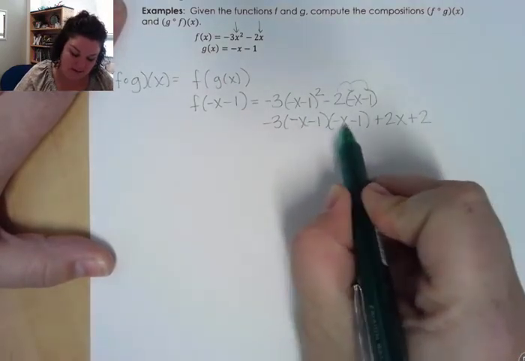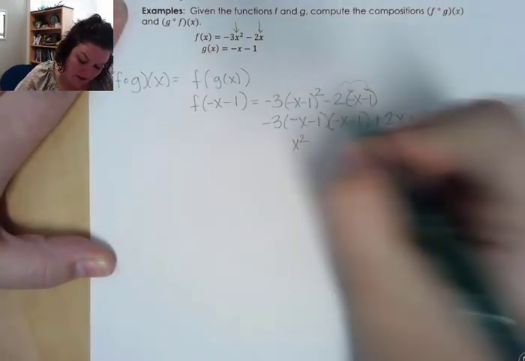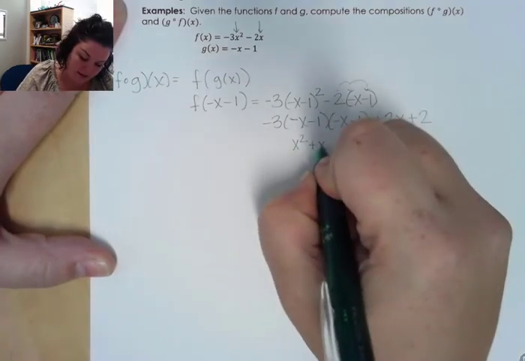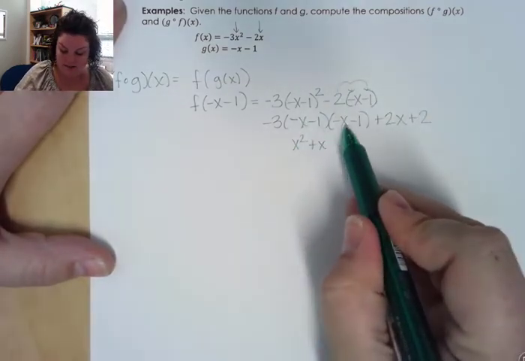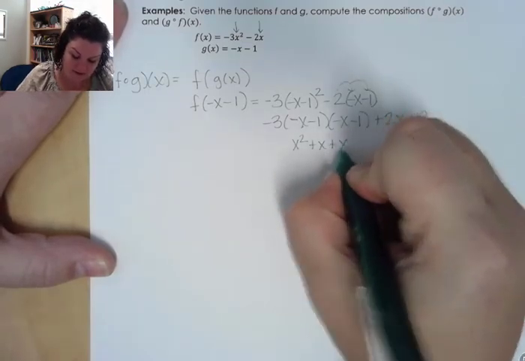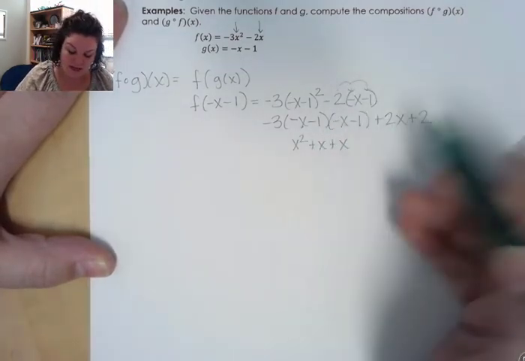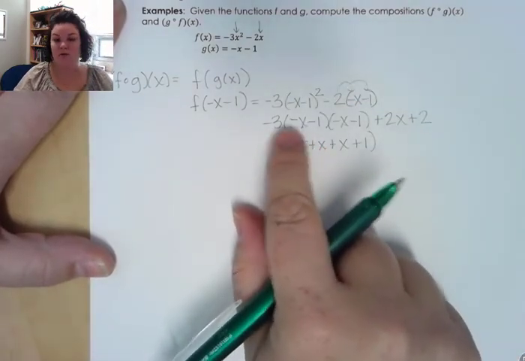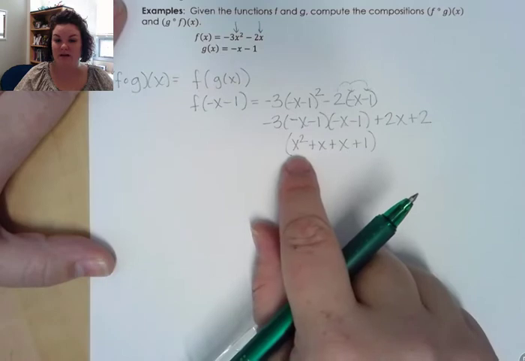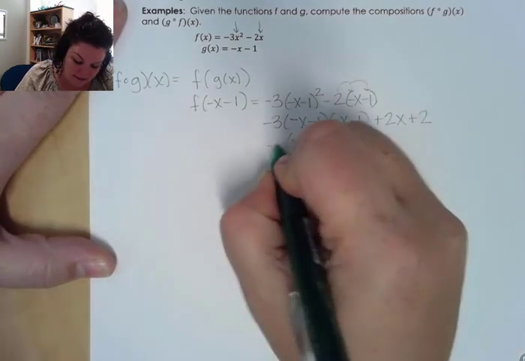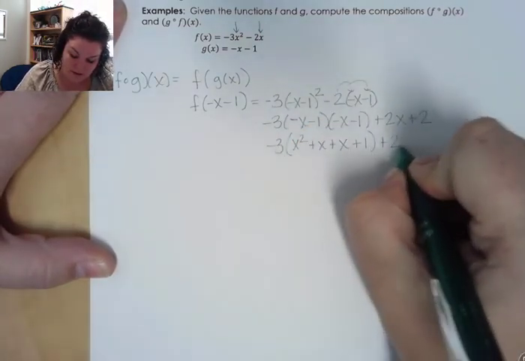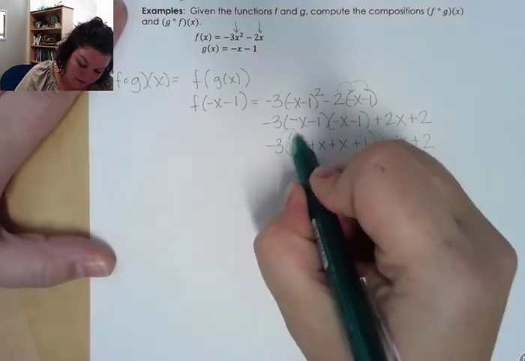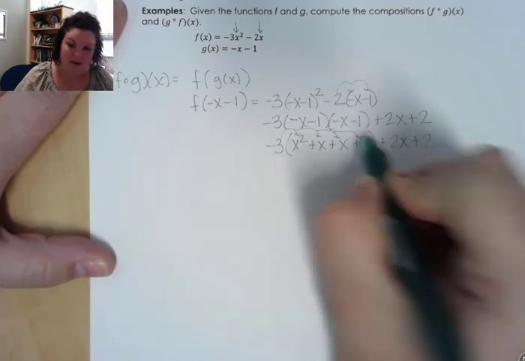So negative x times negative x is positive x squared. Negative x times negative 1 is positive x. Negative 1 times negative x is positive x, and negative 1 times negative 1 is positive 1. Okay. Now, remember here I was multiplying those quantities by negative 3. So now that I have it distributed out, it still needs to be multiplied by negative 3. Okay. So now I can go ahead and distribute that negative 3 into all of these terms.